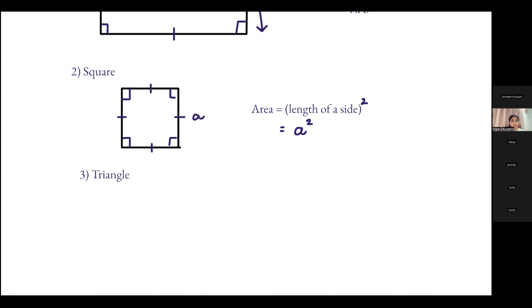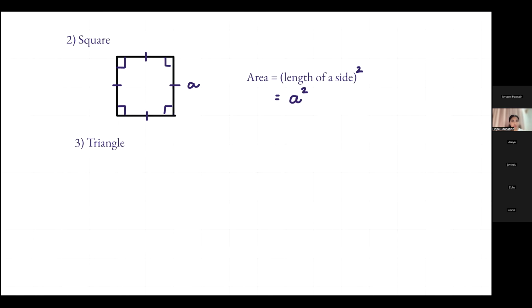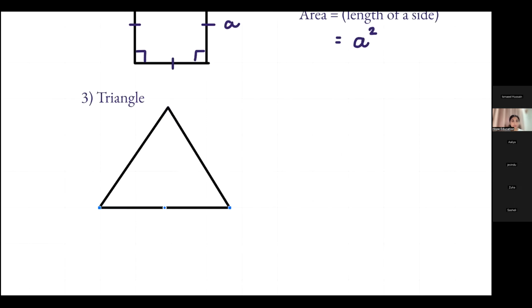You have a triangle like this. How do you usually find the area of a triangle? Half into base into height. Half into base into perpendicular height. If the base is A.